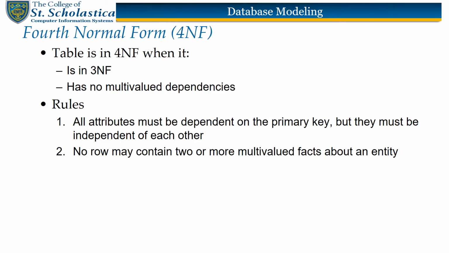You might encounter poorly designed databases, or you might be asked to convert spreadsheets into a database format in which multiple multi-valued attributes exist. A table is in fourth normal form, 4NF, when it is in 3NF and has no multi-valued dependencies. If you follow the proper design procedures illustrated in this course, you should not encounter these issues. The discussion of 4NF is largely academic if you make sure that your tables conform to the following two rules. 1. All attributes must be dependent on the primary key, but they must be independent of each other. 2. No row may contain two or more multi-valued facts about an entity.